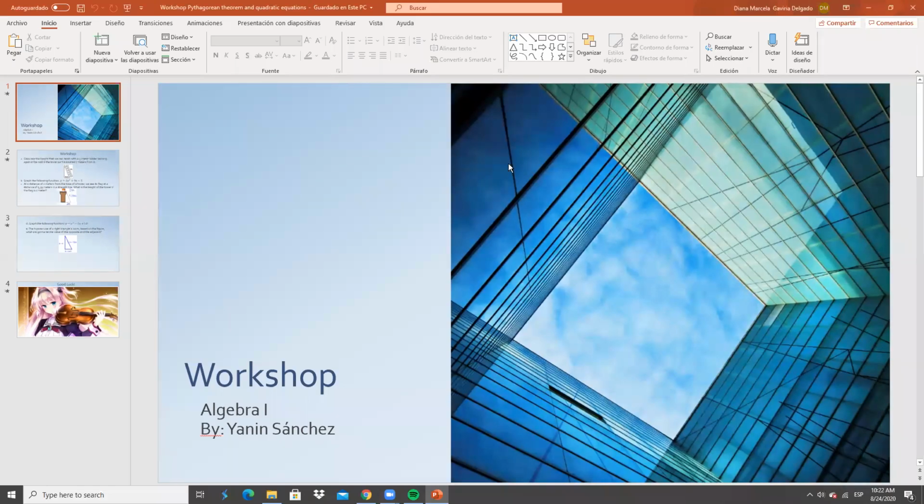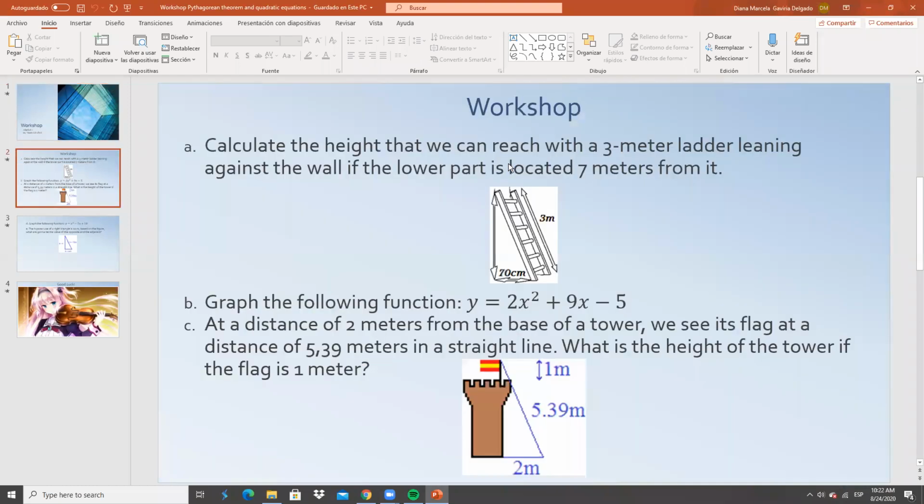Okay, guys, this is going to be your class for today. You are going to perform a workshop about Pythagorean theorem and quadratic equations. You have, as always, only 5 points. You are going to do between Pythagorean theorem and quadratic equations, as you can see here.